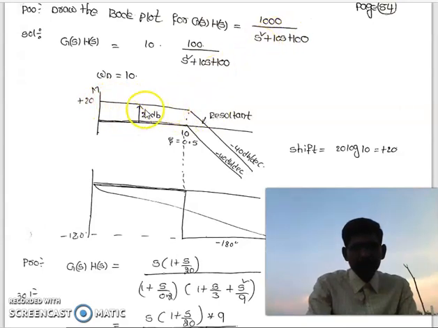For this magnitude, what is the zeta value? Zeta value is 0.5. The omega n value is 10 here, so the corner frequency is 10. The initial slope is plus 20 dB, after that minus 40 dB. The shift is 20 log 10, that is plus 20. You shift it, and you will get it like this. Shift this curve by plus 20.